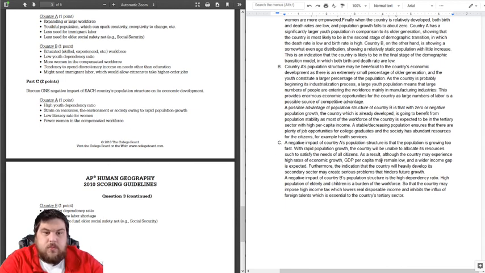So they touched on high rates of growth, but GDP per capita is low. Lack of resources, so strain on resources. So they hit one of the topics that the grader was looking for.